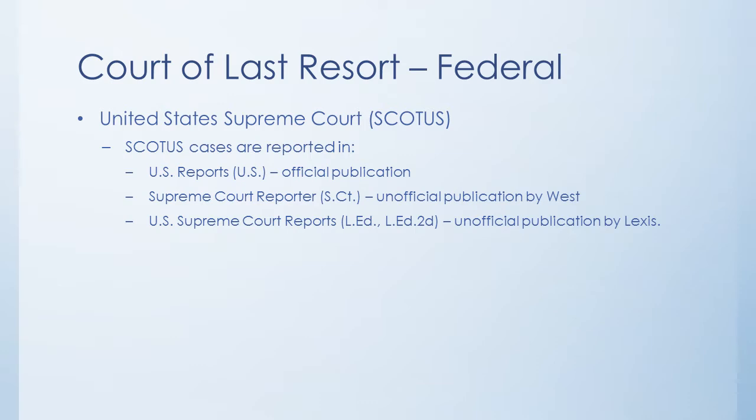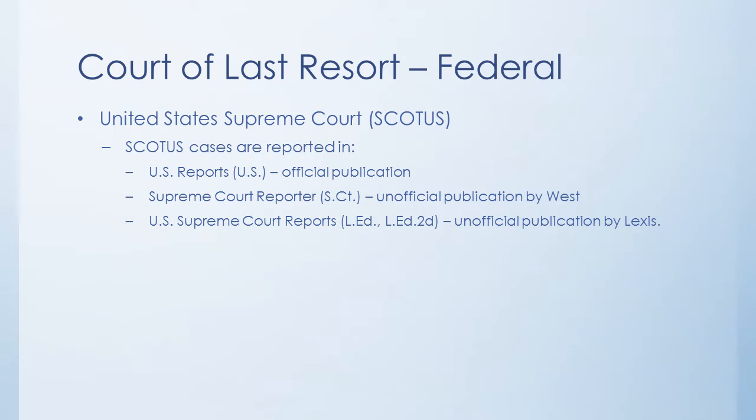At the top of our court pyramid is the court of last resort. For the federal system, that is going to be the United States Supreme Court. The U.S. Supreme Court will hear cases on appeal from the lower level courts. As you learn in civil procedure, they are a court of limited jurisdiction, and there are a few cases which actually make it that far.